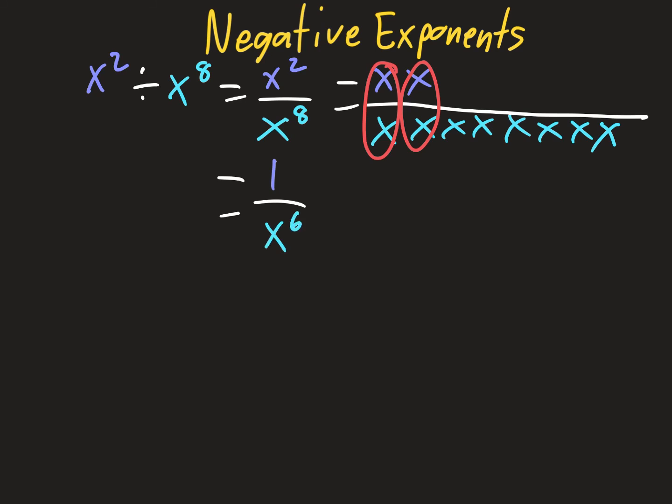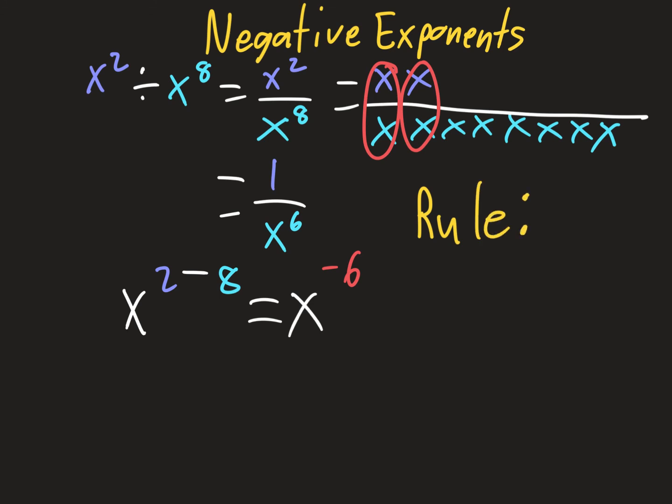So the whole quantity is 1 over x to the 6th. If we were to write this using the quotient rule, then it would be x to the 2 minus 8, which is x to the negative 6. That means that whenever you have a negative exponent, you can write your base as its reciprocal, and the exponent is now positive. In terms of rules, this would be x to the negative a equals 1 over x to the a. Let's try this with another example to make sure it works.